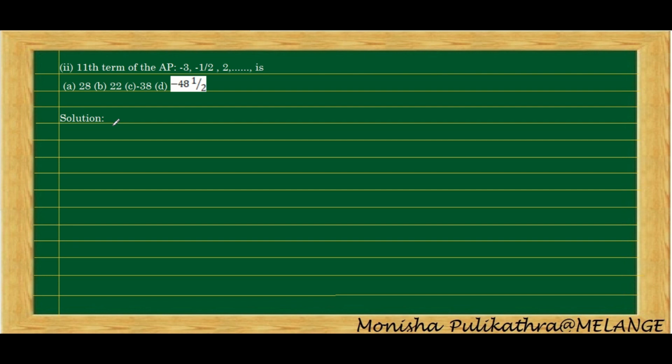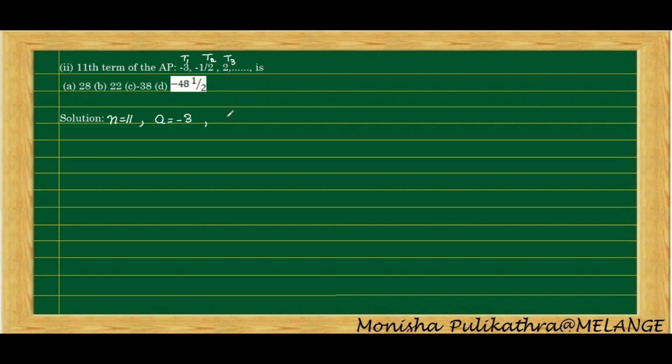The second question is: the 11th term of an AP minus 3, minus half, 2, etc. We need to find out the 11th term of an AP, that is T11. Here the first option is 28, second 22, third minus 38 and fourth minus 48 and half. So the 11th term of an AP means here n is equal to 11. Next, the first term. Here in the question, the first term is minus 3, second term is minus half and third term is 2. So the first term A is equal to minus 3.